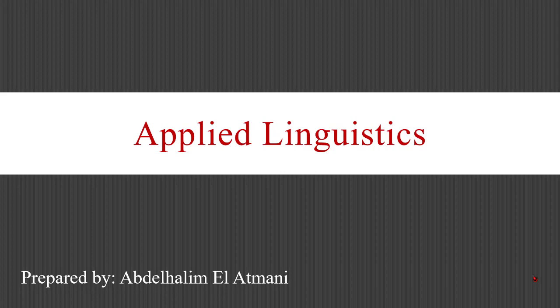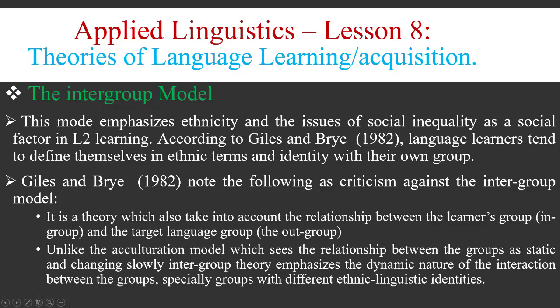In today's lesson, we will be talking about the intergroup model. Okay, it's another theory of language acquisition. This theory emphasizes ethnicity and issues of social inequality as a social factor in L2 learning. Okay, according to Giles and Bourhis, 1982, language learners tend to define themselves in ethnic terms and identify with their own group.